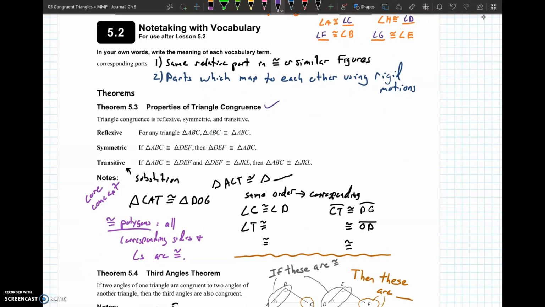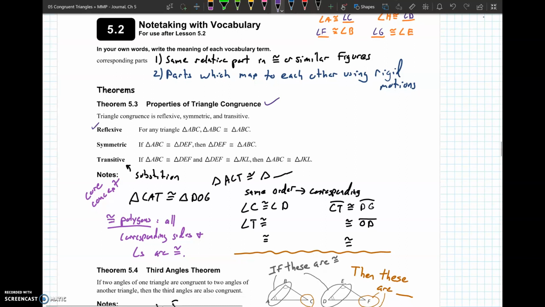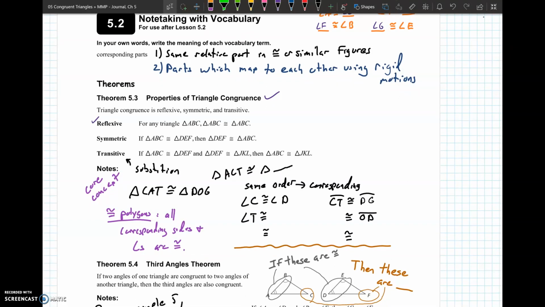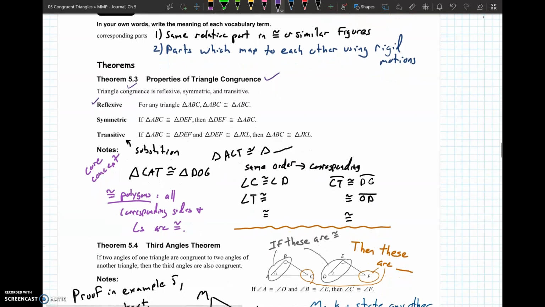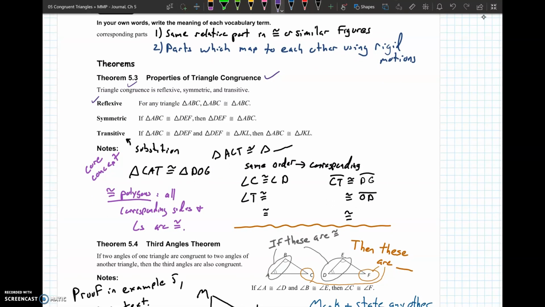Properties that we use in here. You've heard me talk about it in class, hopefully. Reflexive property: anything is congruent to itself, whether it's triangles or parts. This is triangle congruence, so any triangle is congruent to itself. Symmetric, that basically means they just turn this around in there.